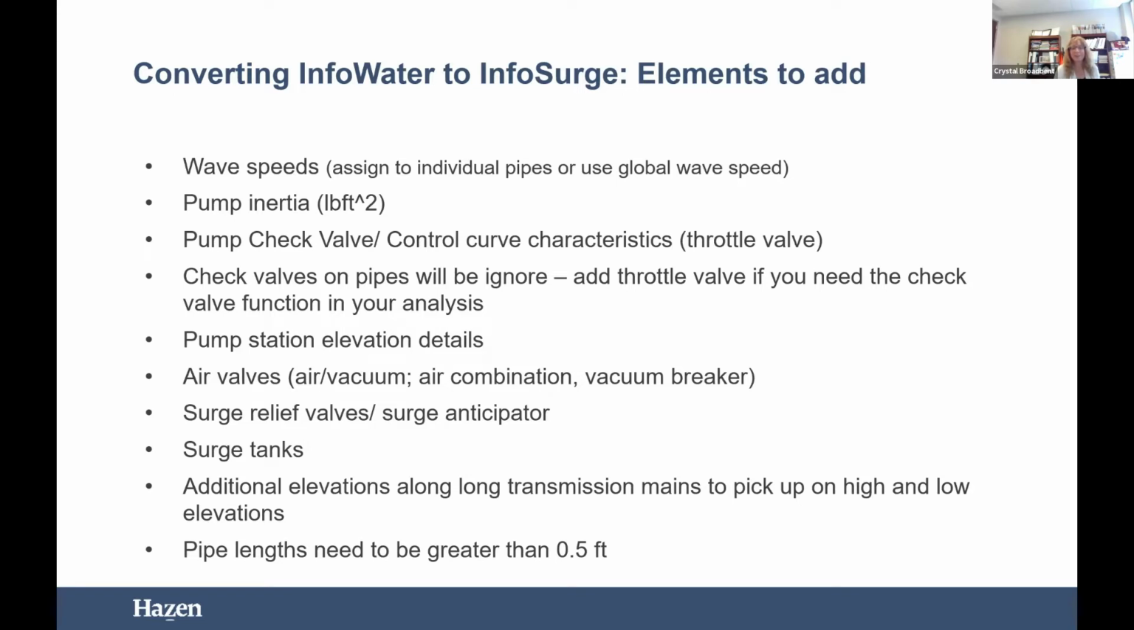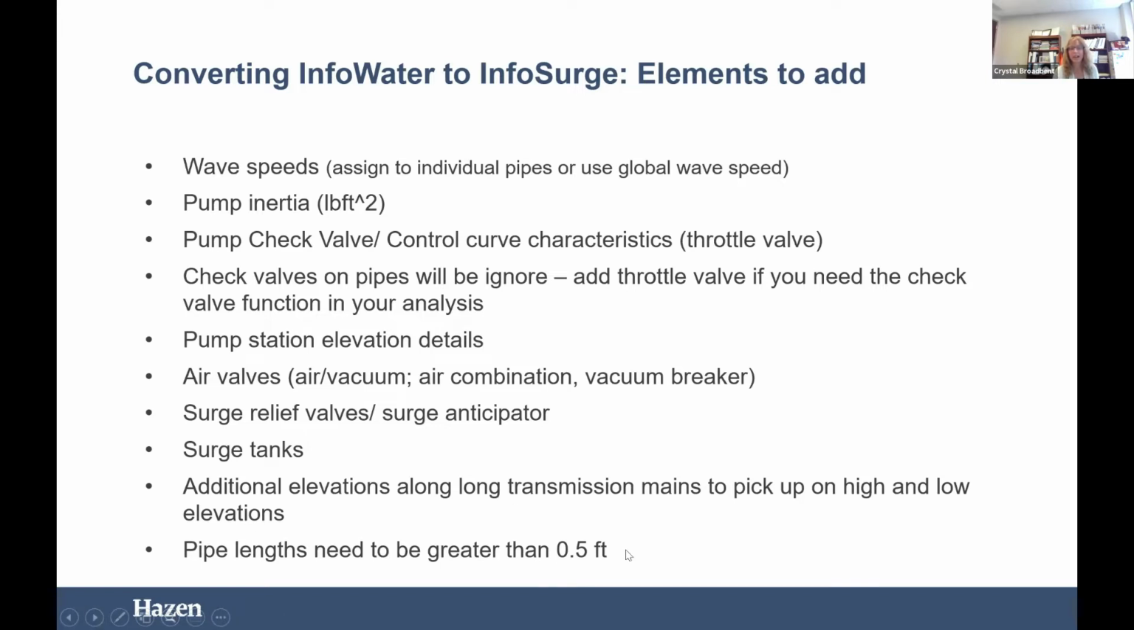And one thing we just got reminded about last week in one of our analyses is your pipe lengths need to be greater than 0.5 feet in your model, otherwise it will not run. That can happen because when we build these all-pipe models from GIS, you can end up with really short pipe lengths. So just be aware of that when you transfer to InfoSurge. You do need to be greater than 0.5 feet.